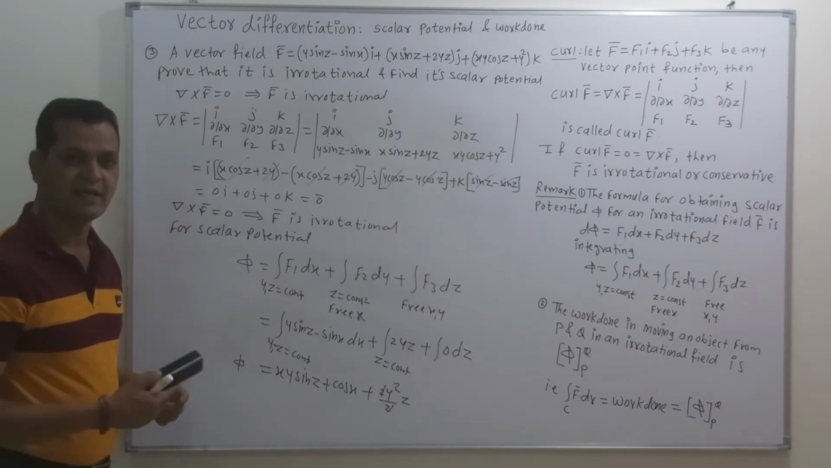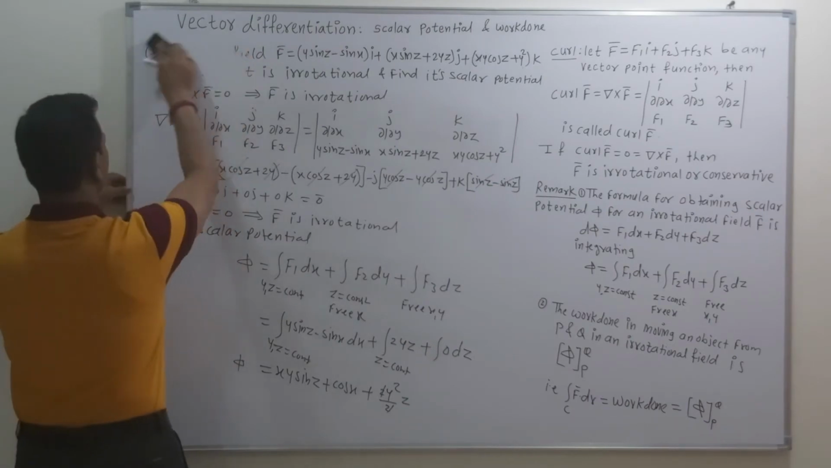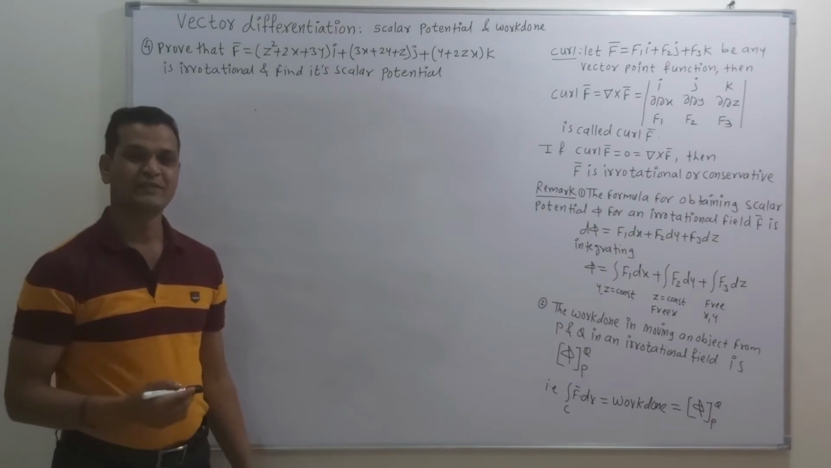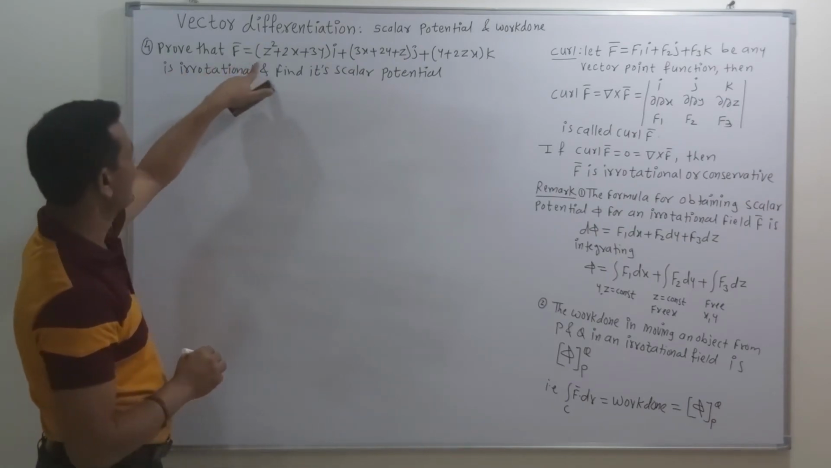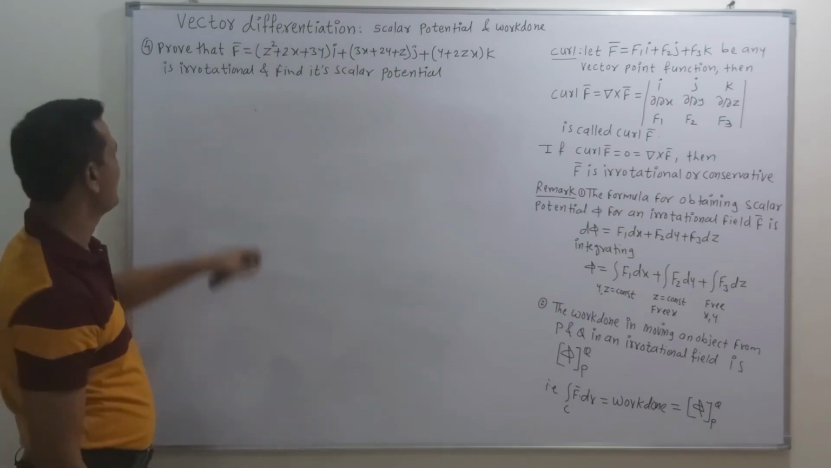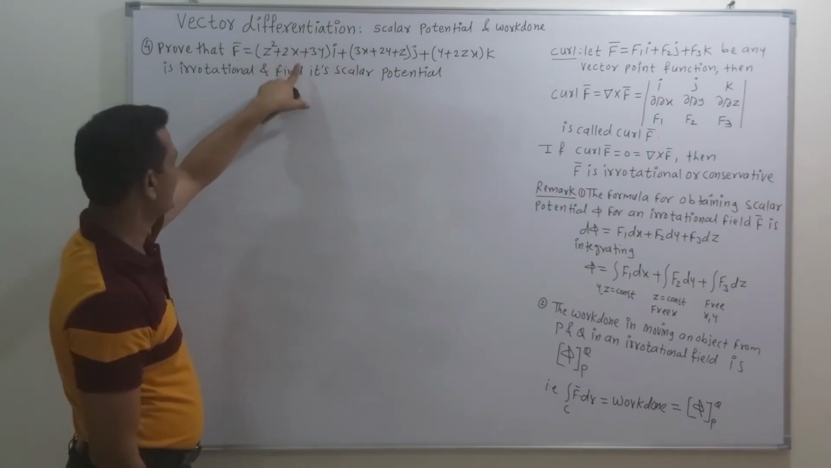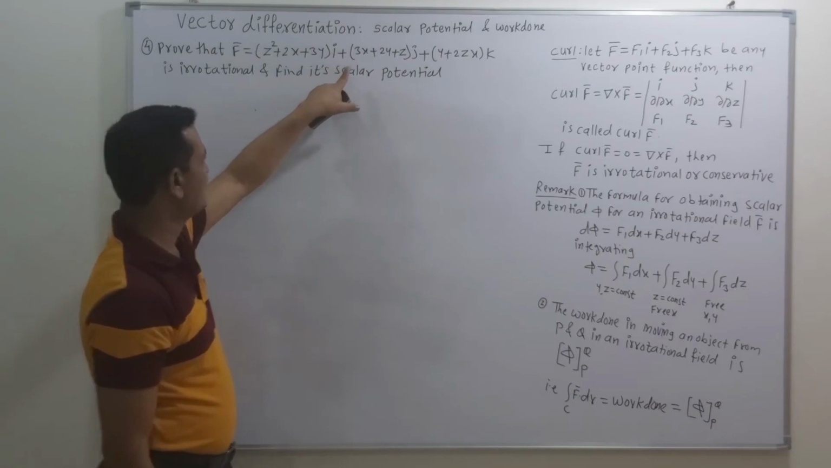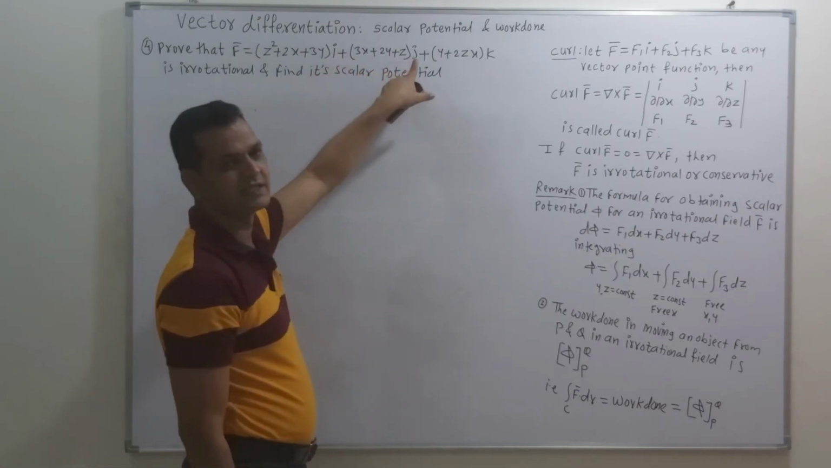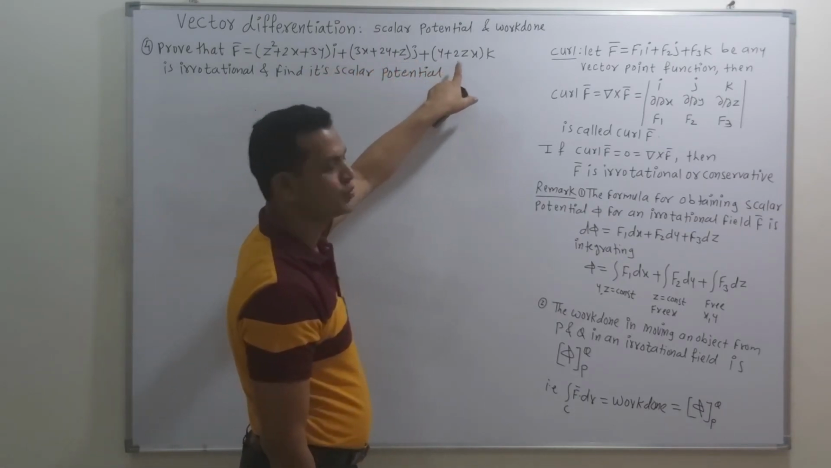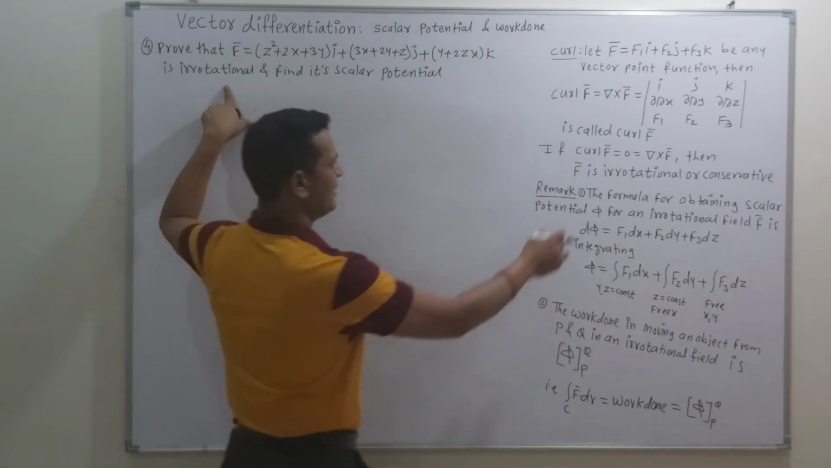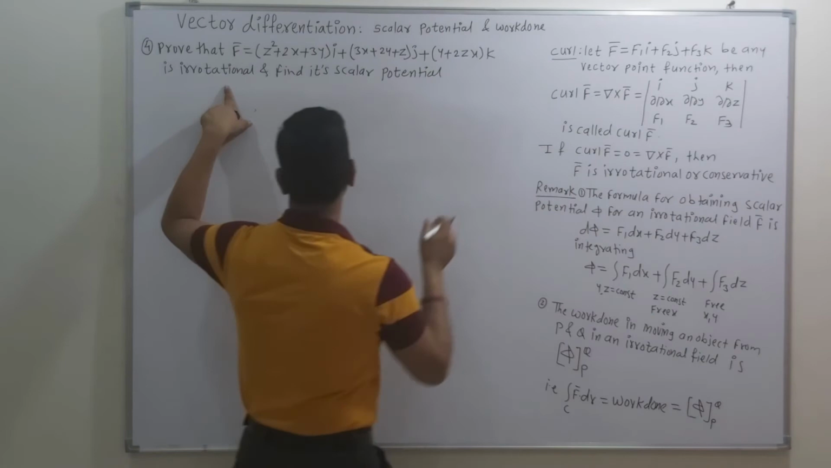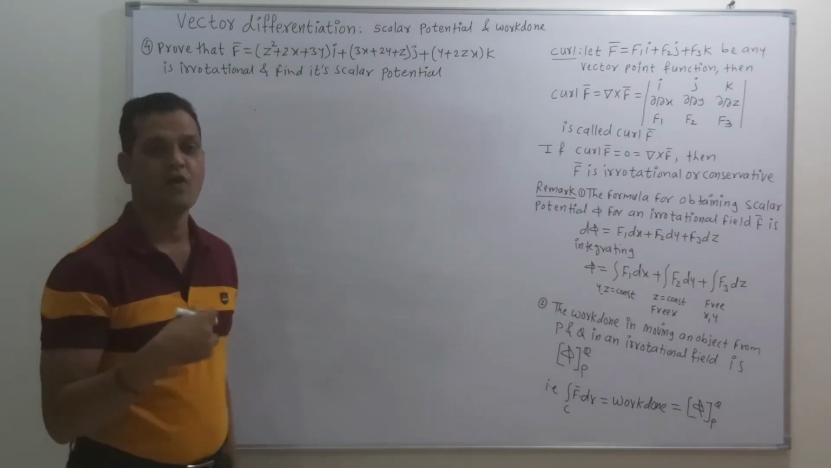Now let's take the second last example, the fourth one. Friends, the fourth and second last question of this video lecture is: prove that the vector field defined as (z square plus 2x plus 3y)i plus (3x plus 2y plus z)j plus (y plus 2zx)k is irrotational. That means show that its curl is 0, and after that find out the scalar potential.